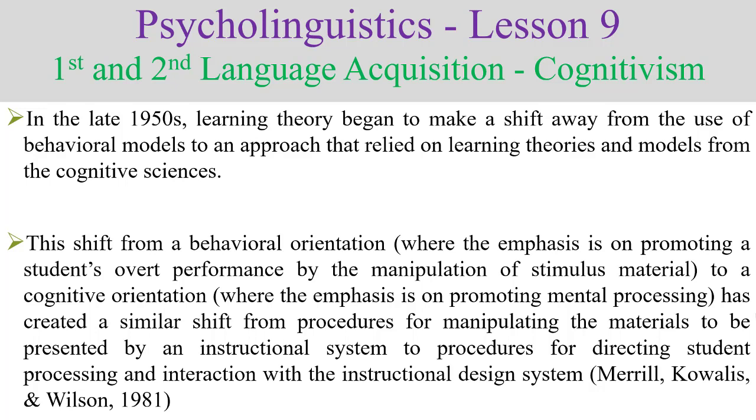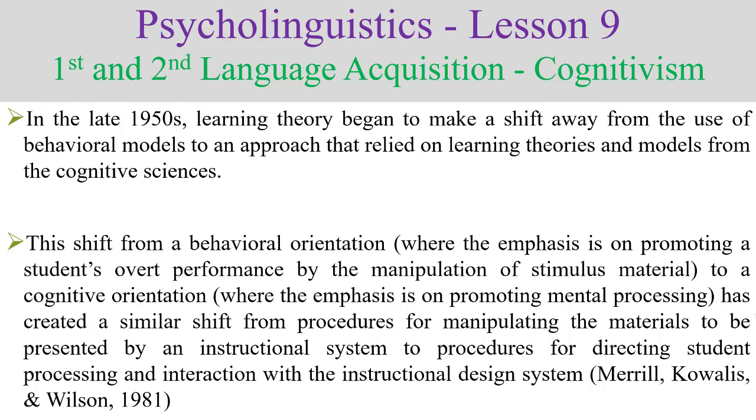In the late 50s, learning theory began to make a shift away from the use of behavioral models to an approach that relied on learning theories and models from cognitive science. As we explained in the previous video, behaviorism relied on stimulus-response theory. So according to behaviorism, learning is mechanical. However, this shifted away to more of a cognitive science.